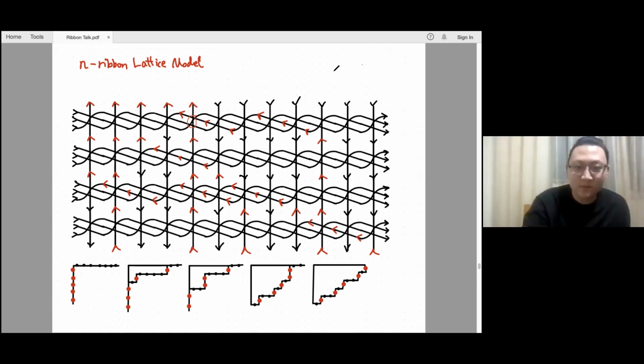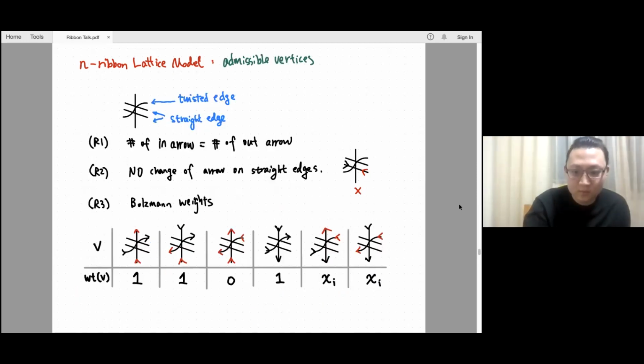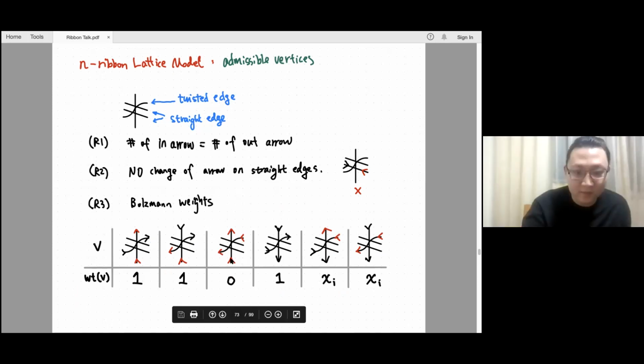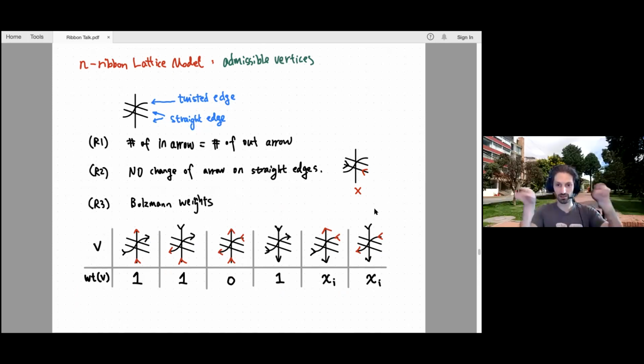I see. So let me go back to the weights here. I think I understand why you're confused. So where are the weights? Okay. Yeah. So the thing that we are not allowing is this configuration; it cannot happen on the twisted edge. If you look at the six we have here, all the arrows are from the bottom left to the top right, but the other two lines never have an arrow thing.